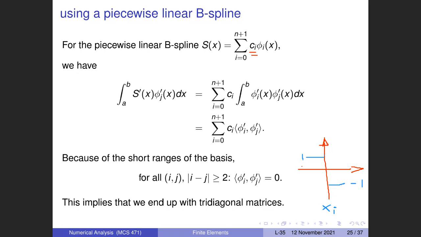What matters is that the derivatives are also short-lived. The derivatives are zero everywhere outside the interval one point to the left and one point to the right. So we have the same property as the second exercise. And why is that important? This property ensures that we will end up with tridiagonal matrices. For linear algebra, compared to the standard basis, this is already a big advantage. Tridiagonal matrices are much nicer to deal with than general dense matrices.